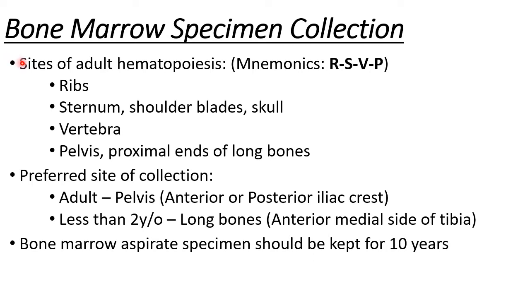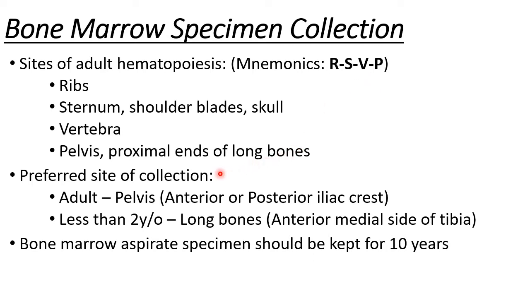For example, in adults, ang mnemonics natin is RSVP. R is ribs, S, sternum, shoulder blades or skull. In lesser usage tong mga to kasi very tricky, very risky due to distance from the organs. And then V, vertebra, P, pelvis, and proximal ends of long bones. Halimbawa, yung tibia ng legs.